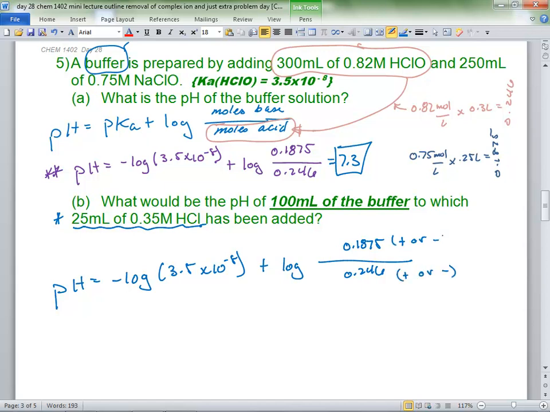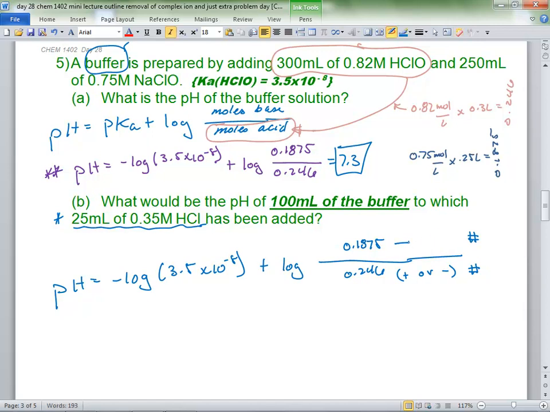Which one is it? Do I add or subtract? There's some number on top that I'm going to add or subtract. I'm going to subtract. Why? I'm adding an acid. What reacts with this acid? The base. The base is up on top. So something has to react with the acid. Otherwise, the pH is going to drop like a rock. So the conjugate base reacts with it, so we are going to have a minus on top.